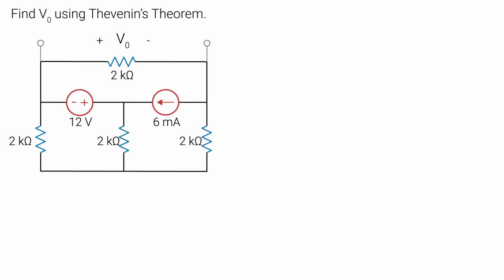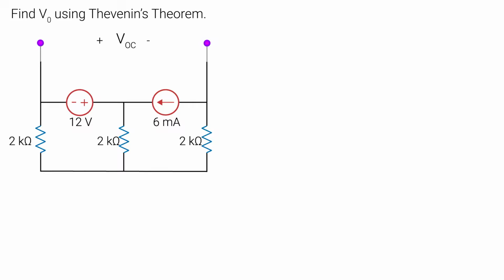Let's take a look at another example, this time with a voltage source and a current source. Here, we need to find V0 using Thevenin's theorem. So first, we remove our load, which is this 2K ohm resistor. Next, we need to determine the open circuit voltage. That's the voltage between these 2 points.